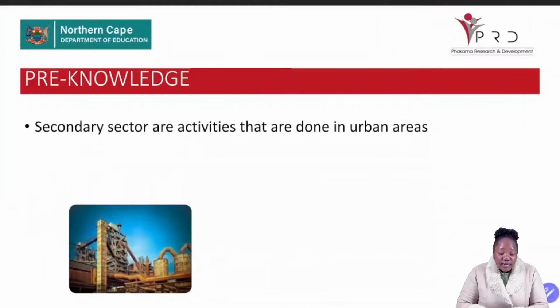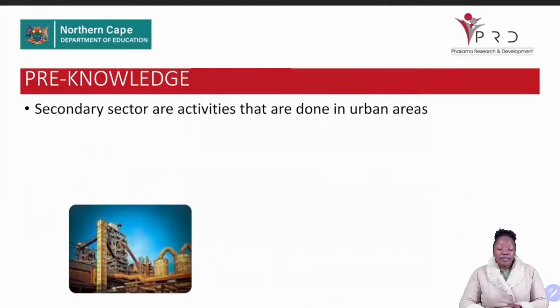So obviously, each and every time our lesson starts with a pre-knowledge baseline. These are the things that you have learned in social sciences. So today we are talking about the secondary sector. Remember, it starts with our four sectors or the structure of the economy. It is built by four sectors. We have done the primary sector. So now we are in the second sector, which is your secondary sector.